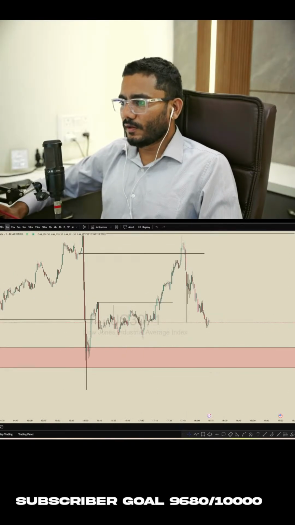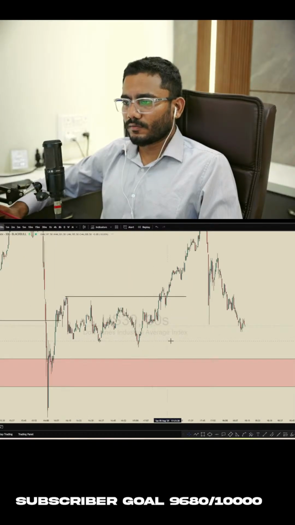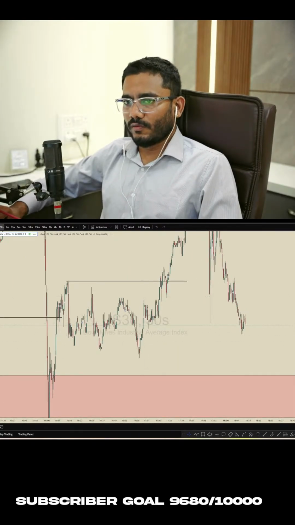In US30, I think price will fulfill this imbalance. There is this imbalance and order block.